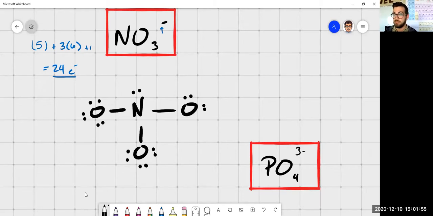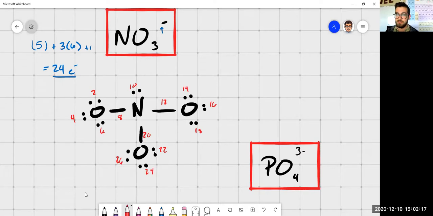So if we do it this way, then we've accounted for 2, 4, 6. Let me show you how I'm doing this. I'm counting 2, 4, 6, 8, 10, 12, 14, 16, 18, 20, 22, 24, 26. Can we have 26 electrons? No, we cannot. So what does that suggest?